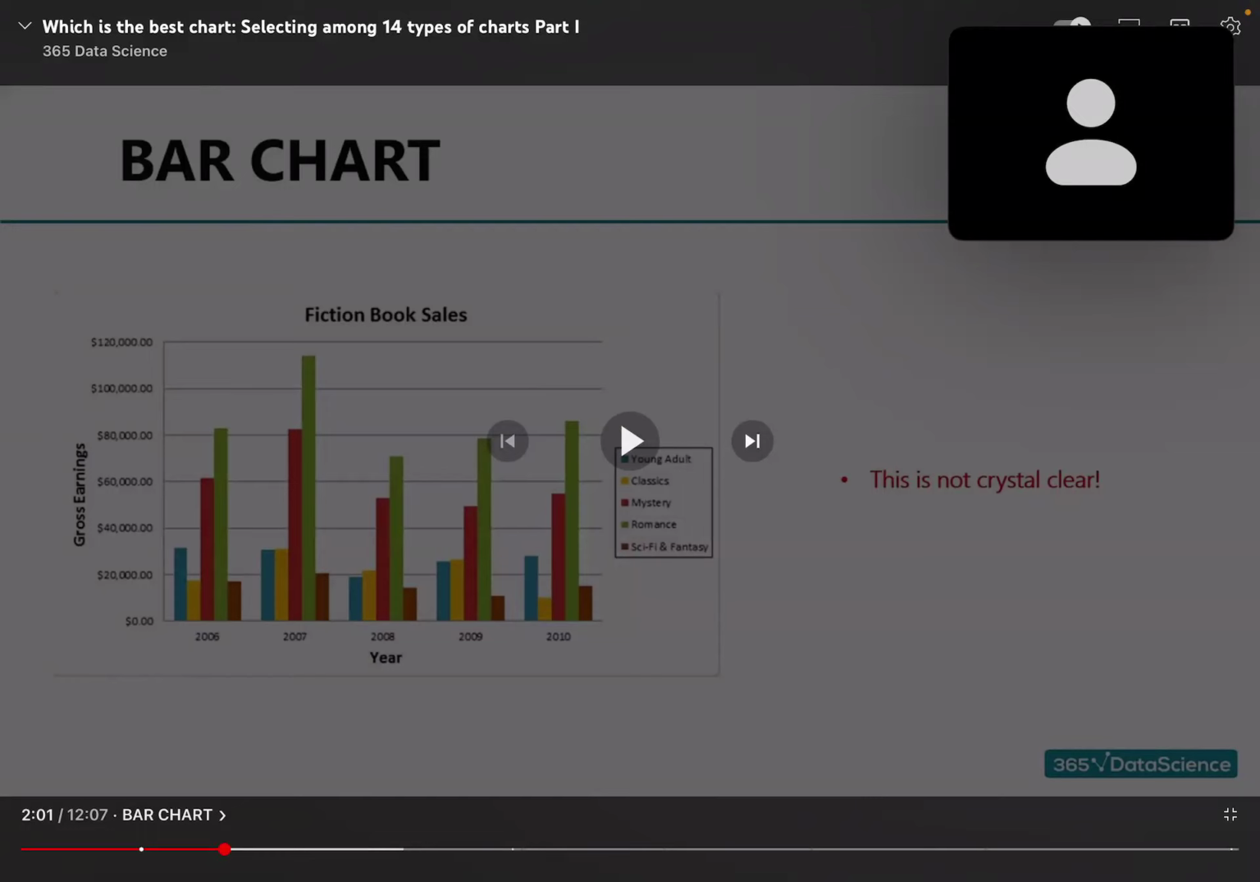There's too much data in that. What can't you see here? What's difficult to determine? The exact earnings. Well, you could see the exact earnings, but what else about the earnings is difficult to determine?